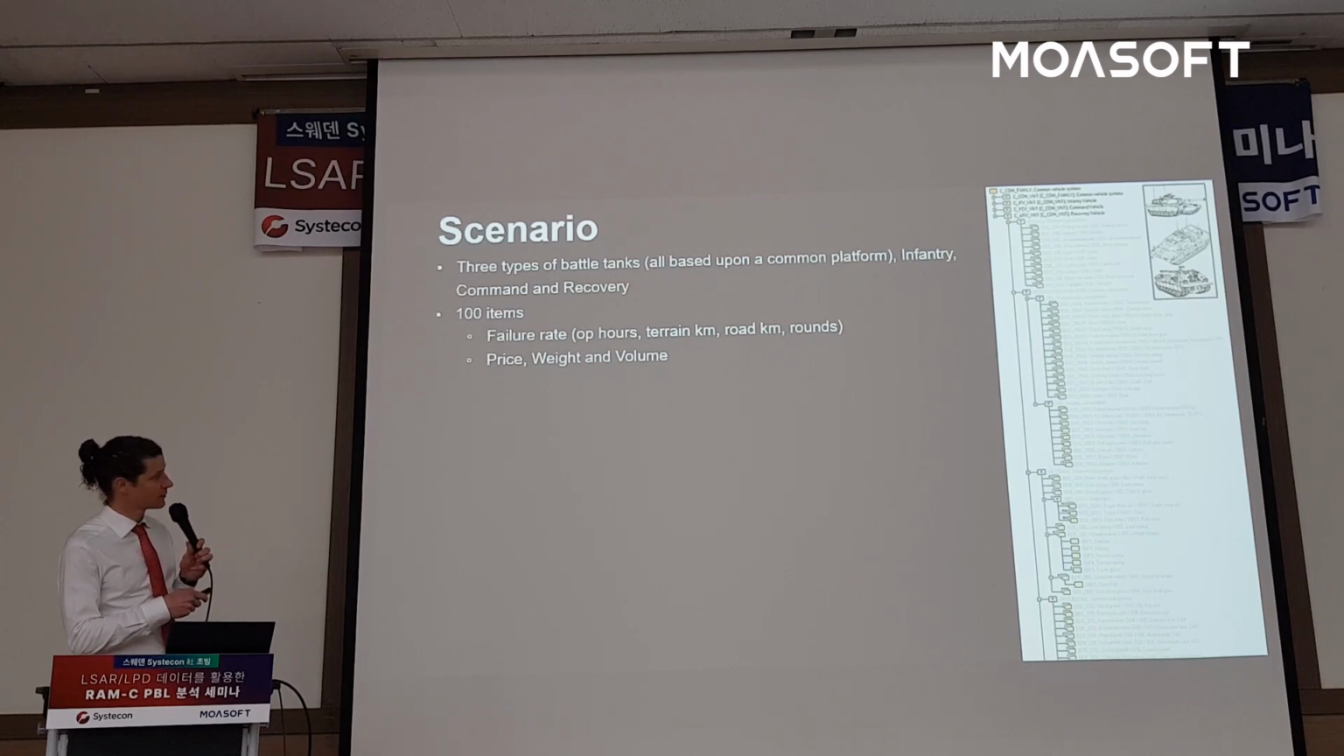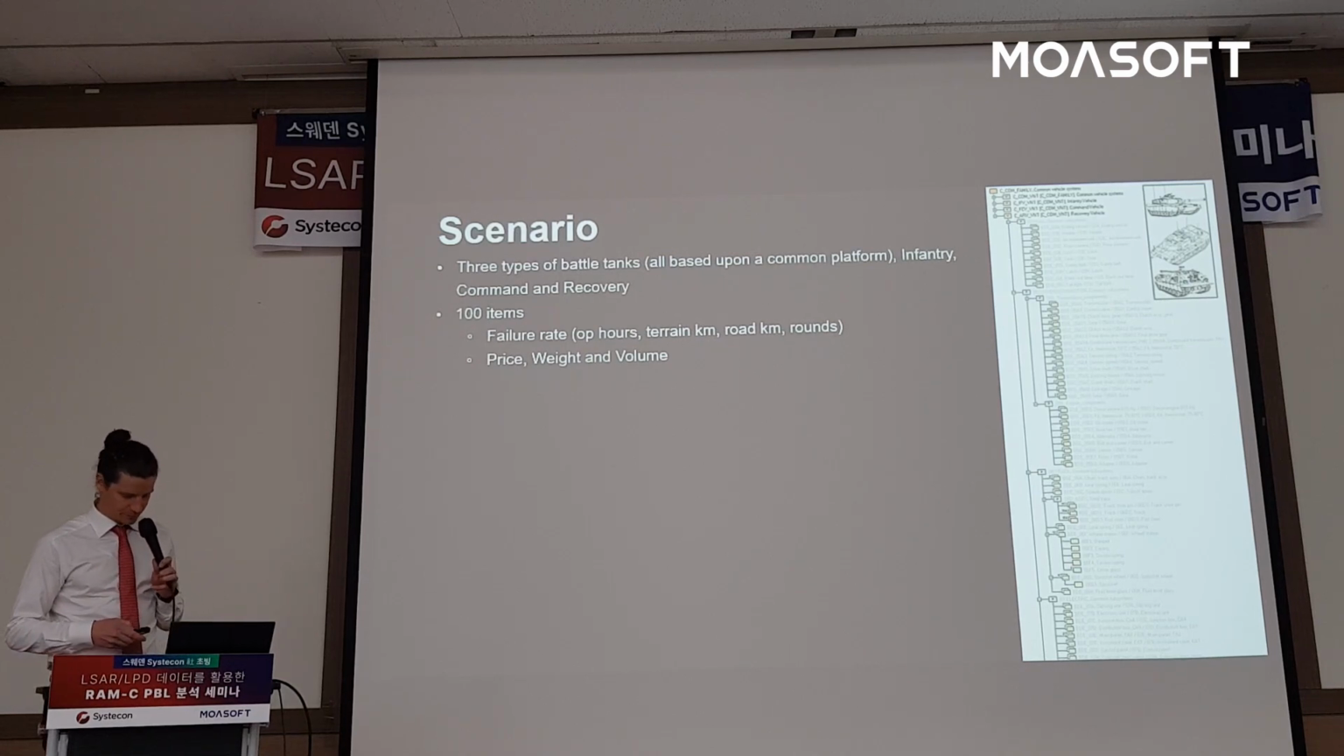So this is similar to what Oscar talked about before, that we can actually handle different operation environments and say that if we're going terrain kilometers, we have more failures maybe, or road kilometers, or firings, or rounds with the weapon system, and so on. Okay, we also know for those 100 items the price, the weight, and the volume.